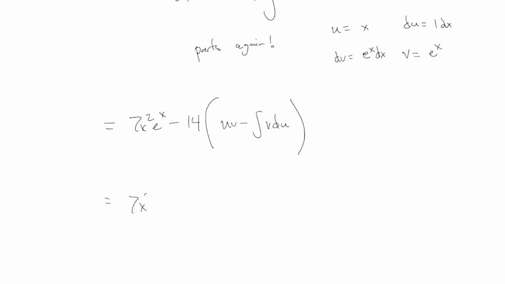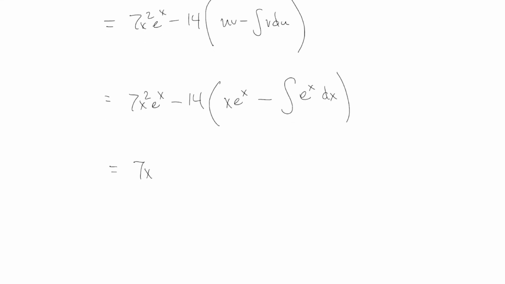We get 7x squared e to the x minus 14 times, make sure you have parentheses here because the 14 will have to multiply by everything. uv is x e to the x minus integral v e to the x, du is 1 dx. Right? And we finish finally by doing integral e to the x, which is e to the x. So my final answer is 7x squared e to the x minus 14x e to the x minus e to the x. And I just tacked the plus c on at the very end. Right? Very complicated looking answer, but it comes from parts twice.